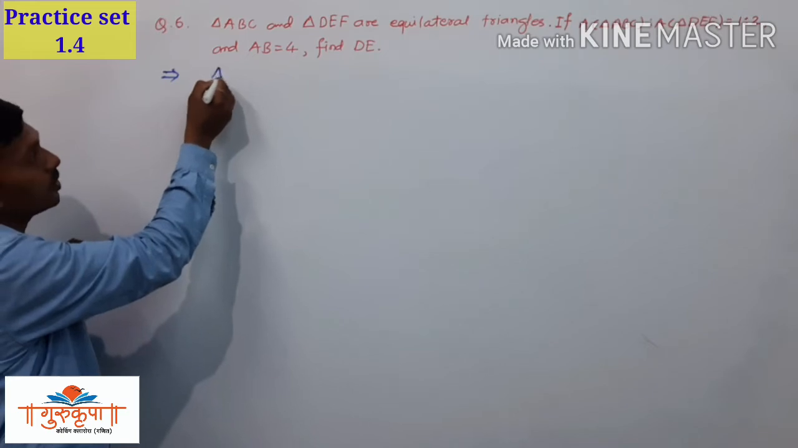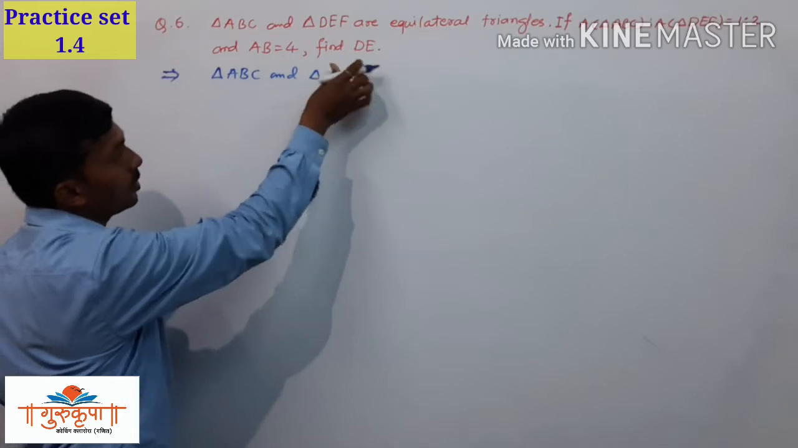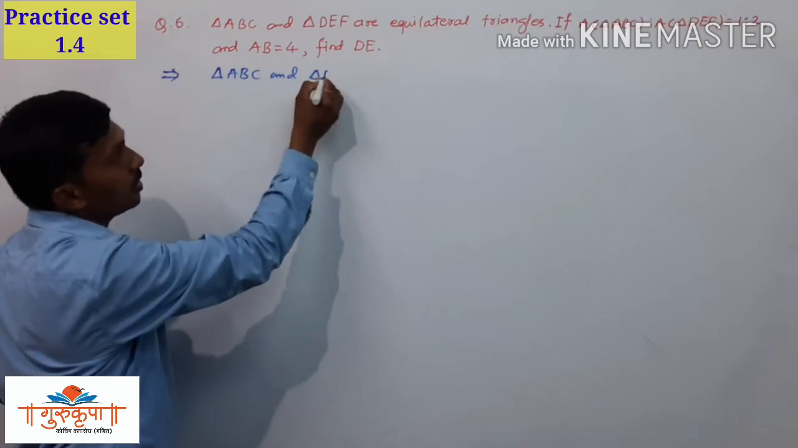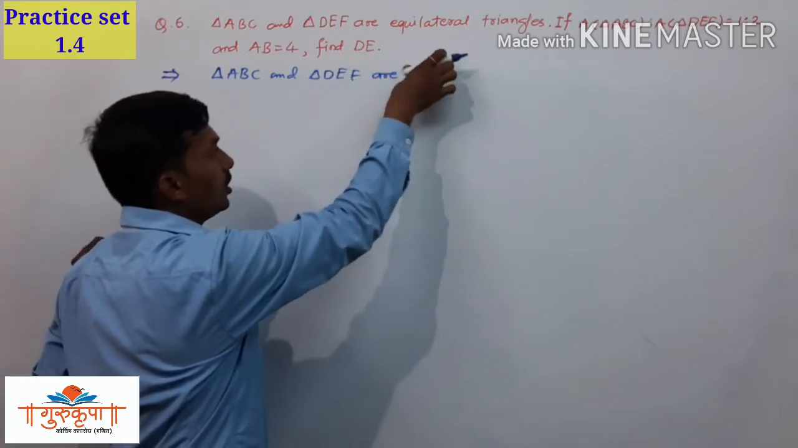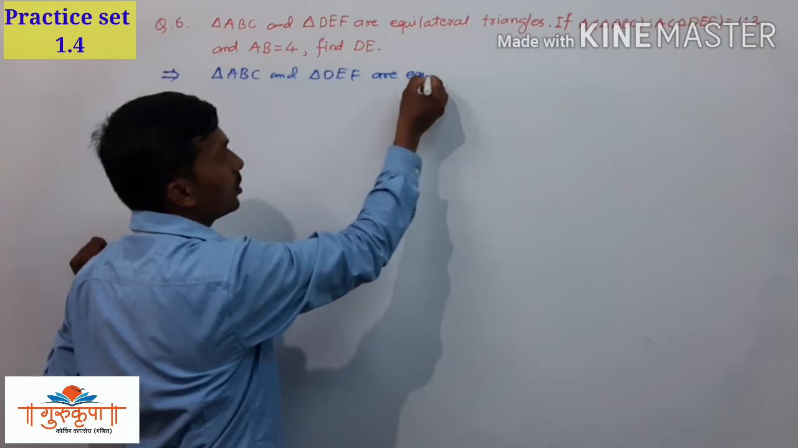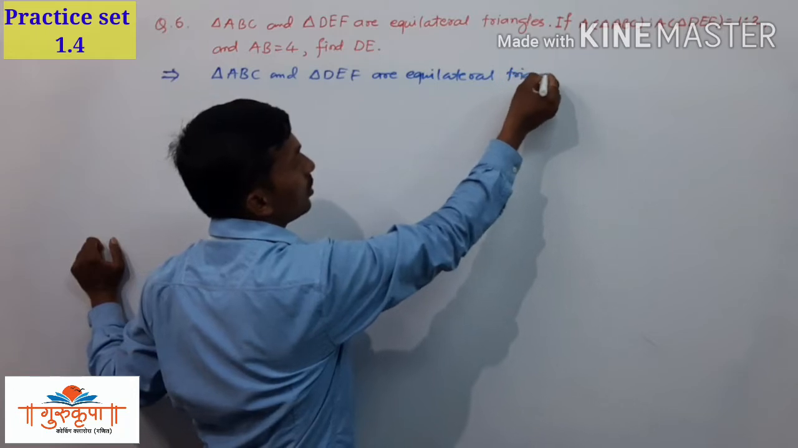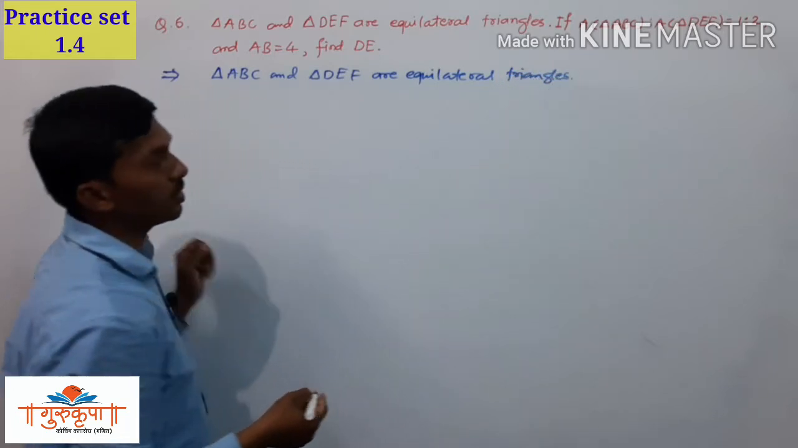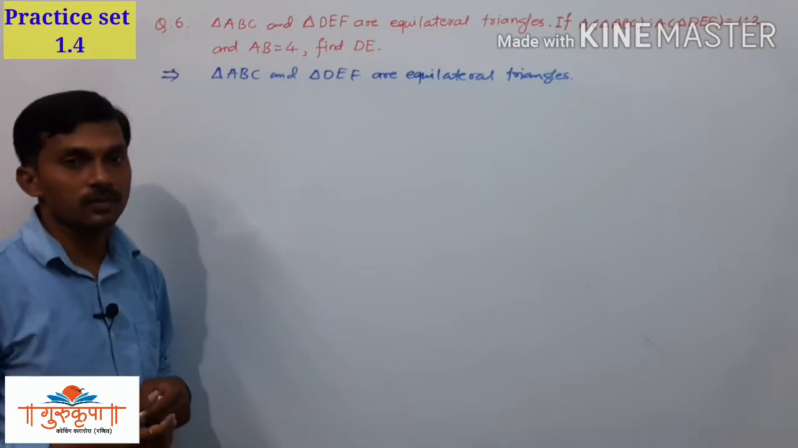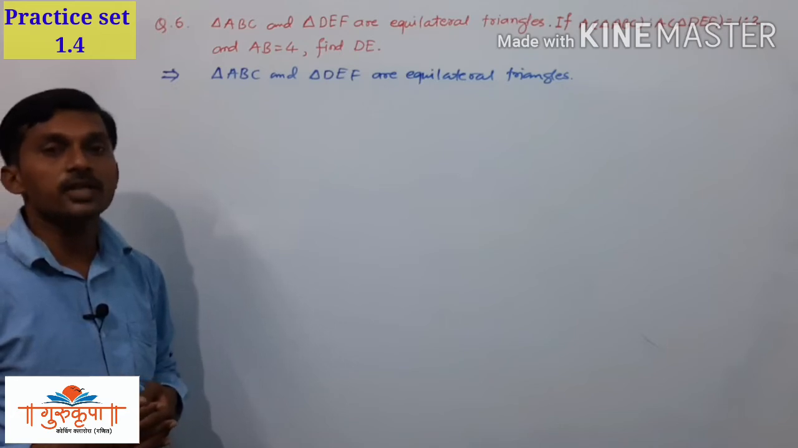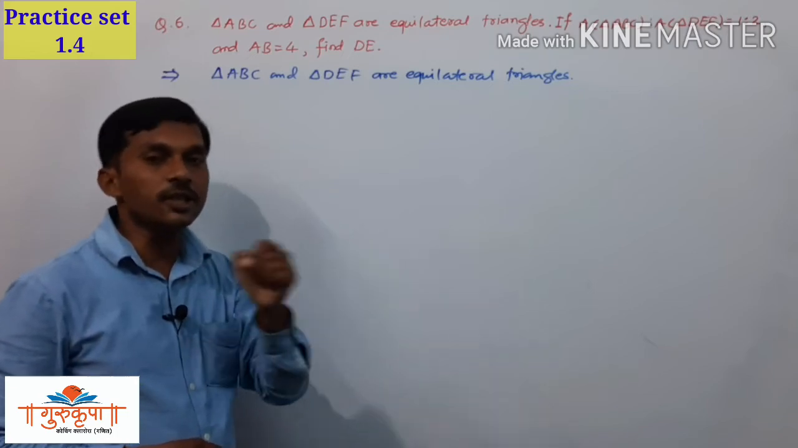What is the given information? Triangle ABC and triangle DEF are equilateral triangles, that is the given information. And equilateral triangles are always similar to each other, since each and every angle of an equilateral triangle measures 60 degrees.